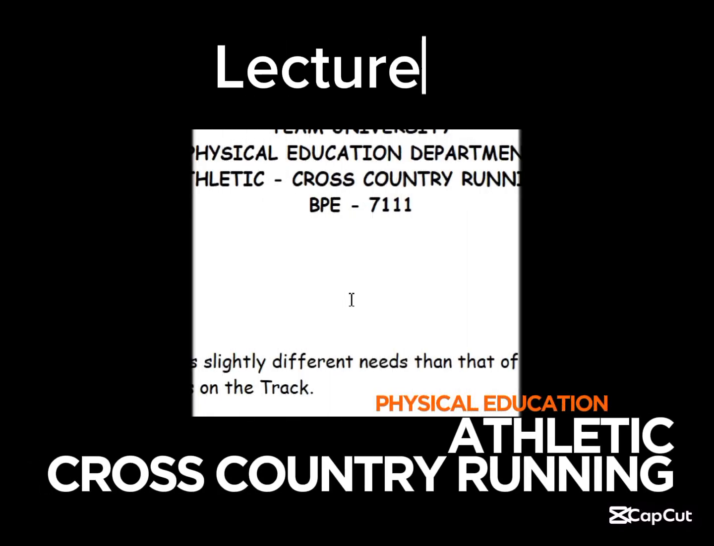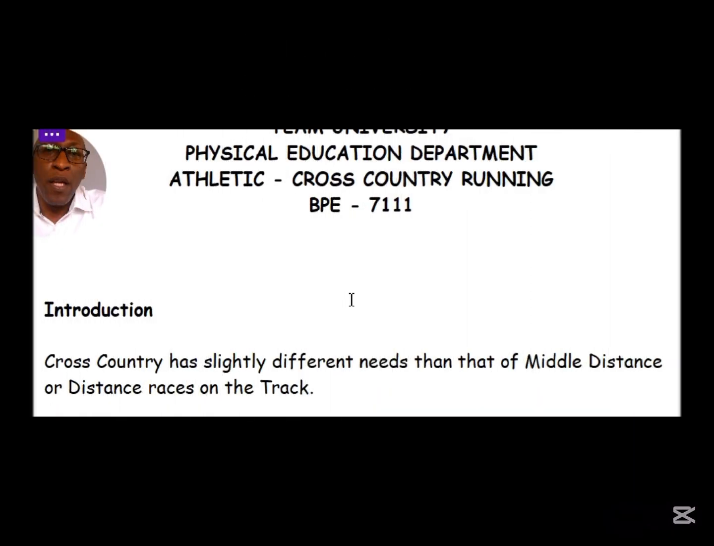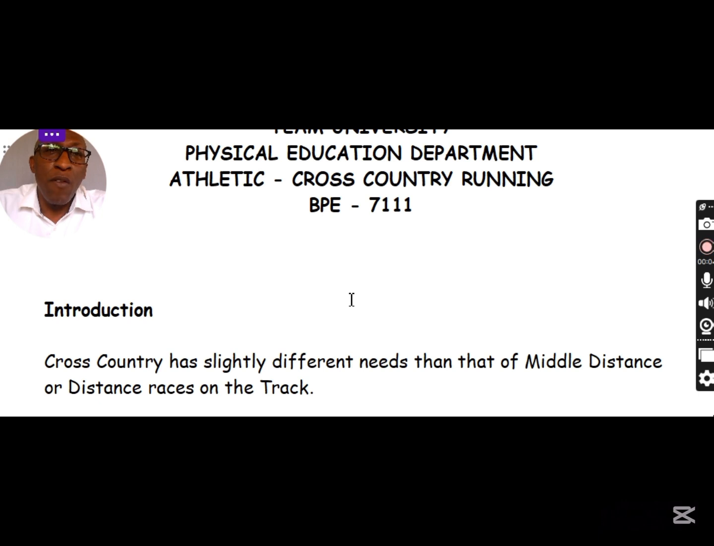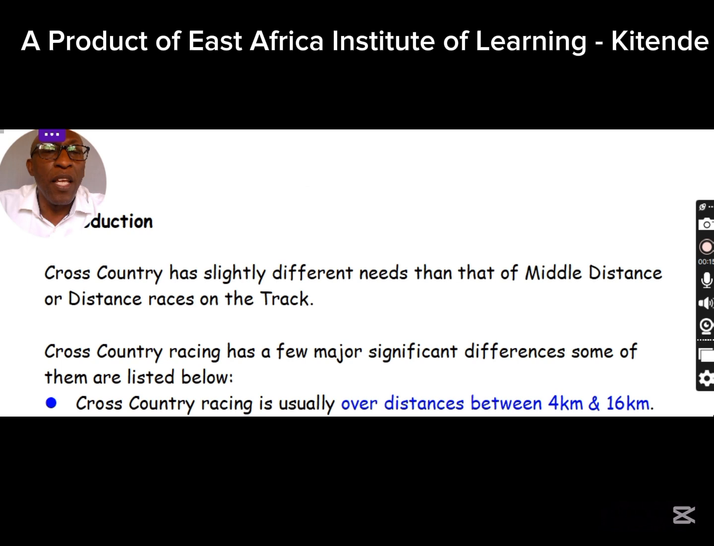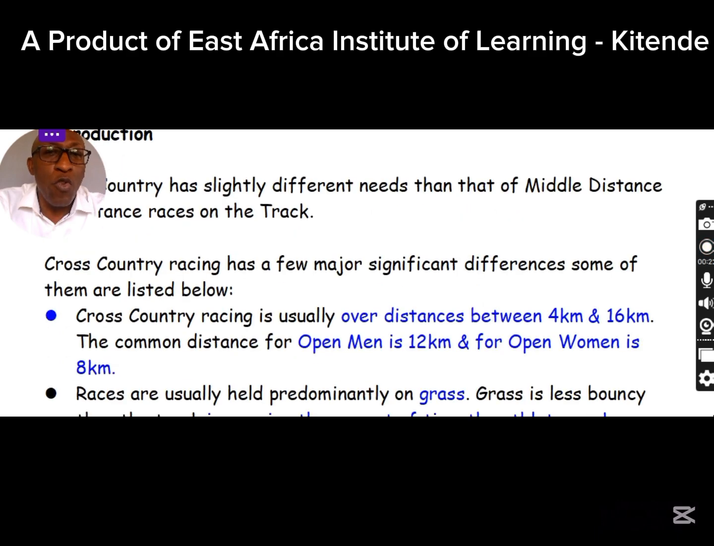This unit under physical education is focusing on an aspect of athletics, that is cross-country running. Now, cross-country is slightly different in needs from middle and long distance races on the track. Usually, cross-country races cover distances between 4 kilometers to 16 kilometers.